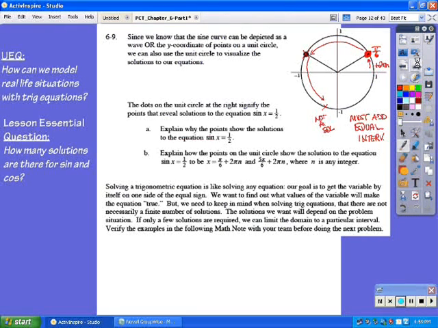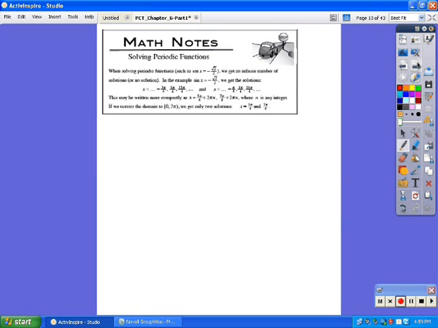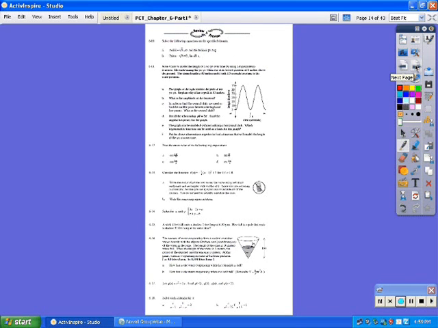Long section here on the 6-10 math notes box. I want you to push pause and copy that into your book or into your notebook, and that is the conclusion.